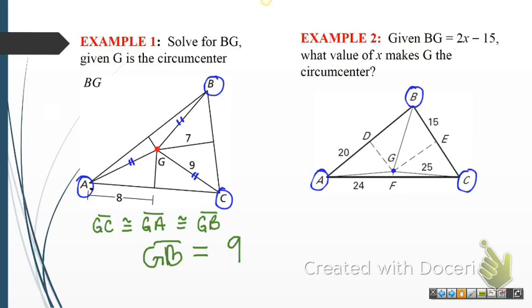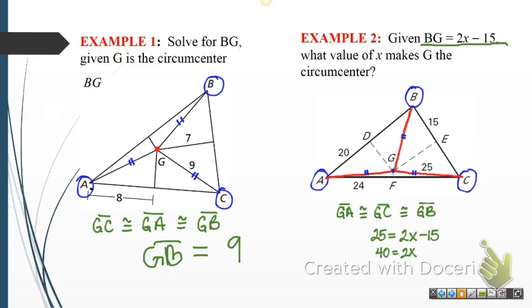So let's look at the next one. It says, given BG is 2x minus 15, what value of x makes G the circumcenter? Remember, in order for G to be the circumcenter, this distance has to equal this distance, has to equal this distance, which means GA has to be 25, GB has to be 25 because GC is 25. Knowing that, I can set 25 equal to 2x minus 15 and solve for x.